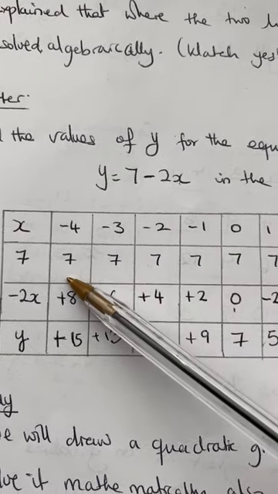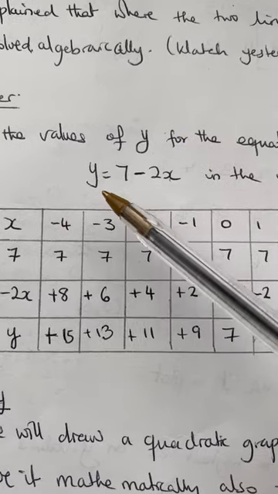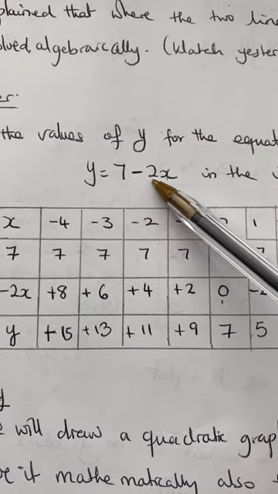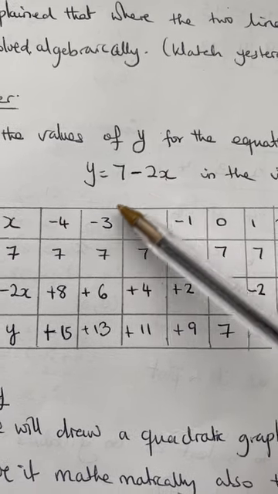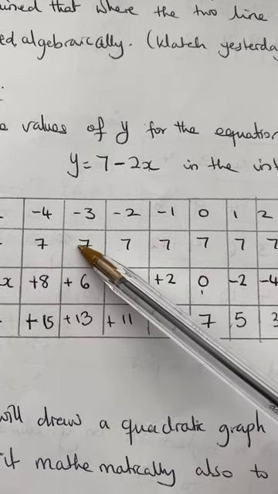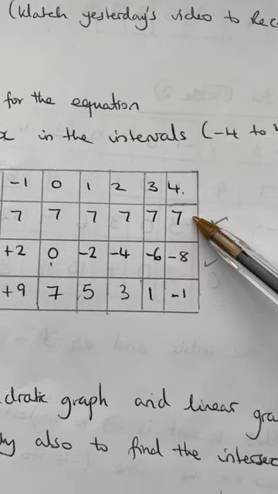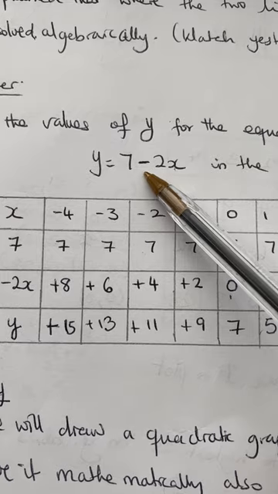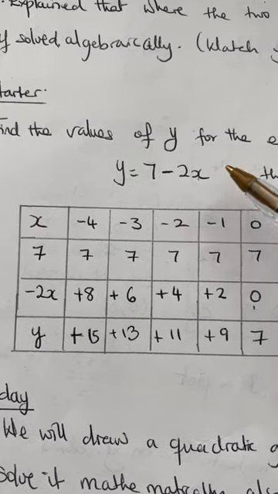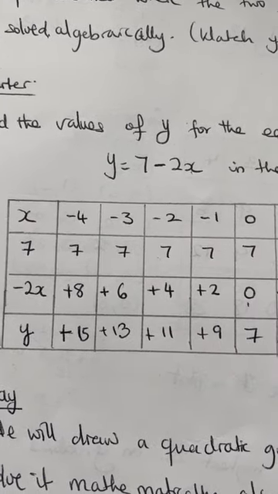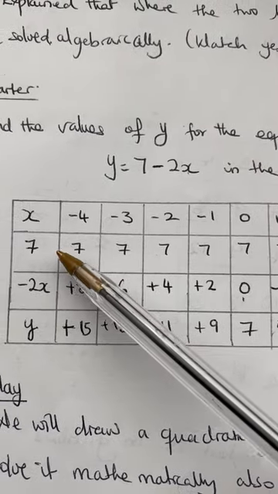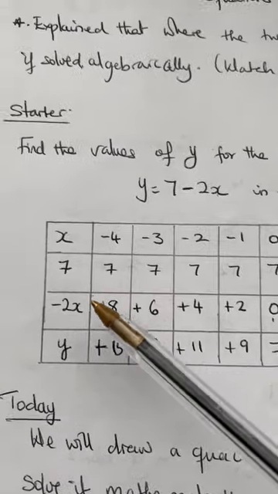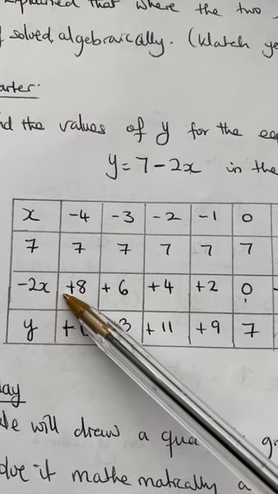And so, to cut it short, your equation is 7 minus 2x. So first of all, I'm going to repeat all the 7s. Now I'm going to find minus 2x and then add them together. So 7 here. Now, minus 2x.